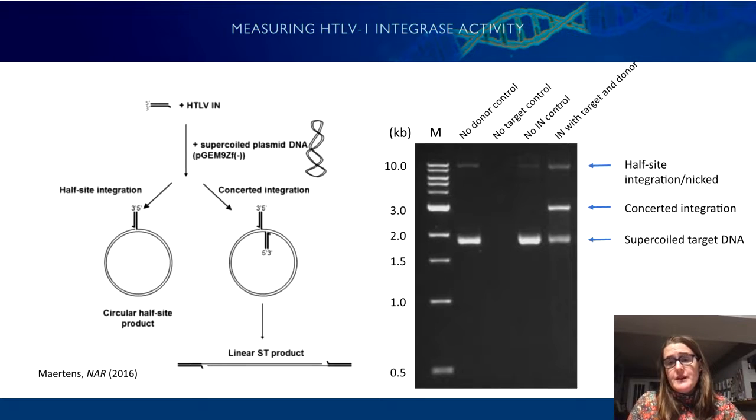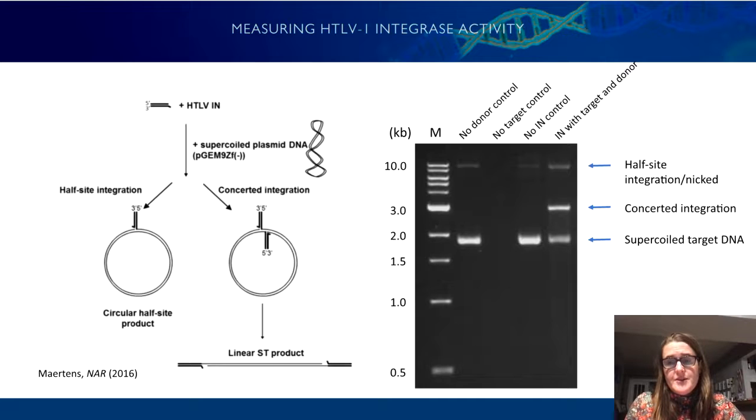So this is an example of an agarose gel in which we have the supercoiled target DNA. This is a negative control reaction. Here we don't have any supercoiled plasmid DNA, and this is our control where we don't have any integrase present. However, if we add integrase to this reaction, we can see this linear strand transfer product appearing, since it migrates at a higher size in the gel. This light band up here is a product of half-site integration, or nicked circular DNA.